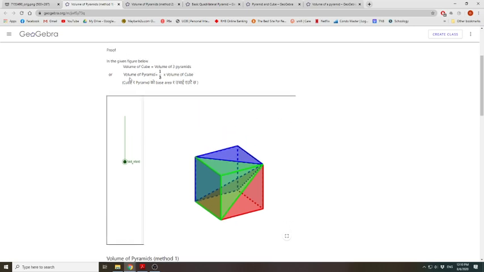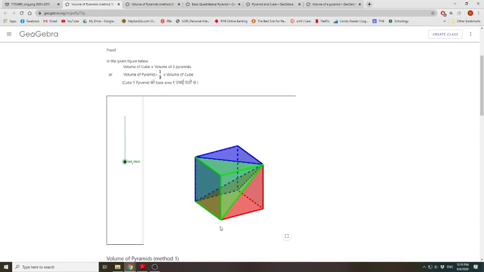So what does this tell us about the calculation for the volume of a pyramid? Basically, since the volume of the cube is the volume of three pyramids, that means the volume of a pyramid is 1/3 the volume of the cube. I'm sure all of you know how to calculate the volume of the cube, right? It's base area times height.